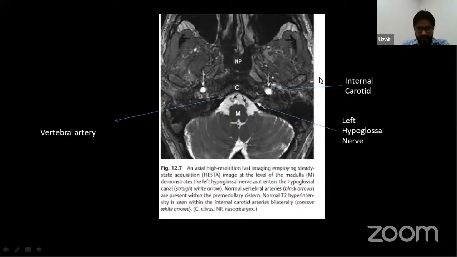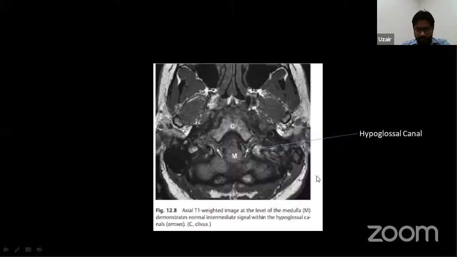Now again, at the same level we can appreciate the vertebral artery, and this is the internal carotid artery, and this is the left hypoglossal nerve originating from the medulla and going all its way into the hypoglossal canal. And this again is the hypoglossal canal. We cannot actually appreciate the nerve within it, but this is the region where the hypoglossal canal lies. This is the clivus and this is the medulla oblongata. I think that's all for the radiology of the hypoglossal canal and nerve.